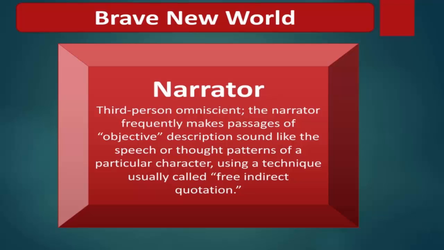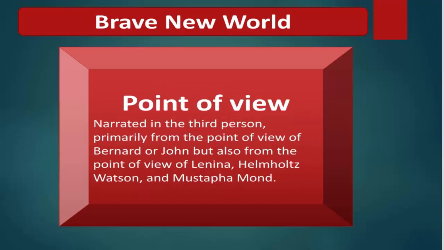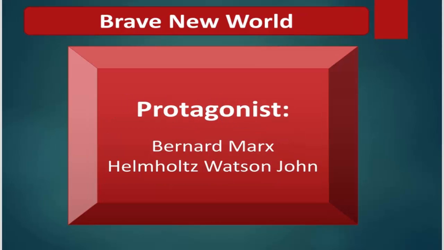The narrator frequently makes passages of objective description sound like the speech or thought patterns of a particular character, using a technique usually called free indirect quotation. Point of view: narrated in the third person, primarily from the point of view of Bernard or John, but also from the point of view of Lenina and Mustafa Mond. Protagonists: Bernard Marx, Helmholtz Watson, and John.